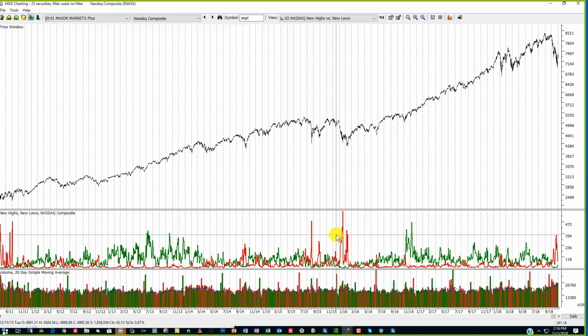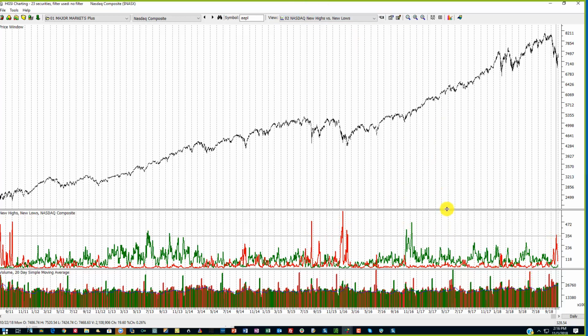But what I'm showing you here is that when it gets up in this area, if you look back historically, it is getting to the oversold area on new highs versus new lows. And it didn't go to this extreme right here.